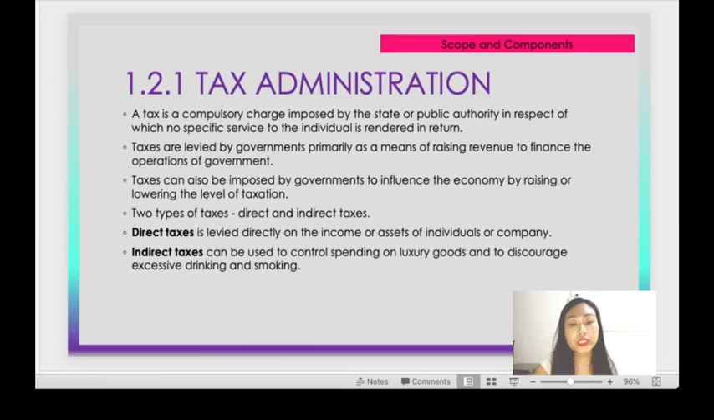So there are two types of taxes, yeah? The first one is direct taxes, and the second one is indirect taxes. Direct taxes are levied directly on the income or assets of individuals or companies. Meanwhile, indirect taxes can be used to control spending on luxury goods and to discourage excessive drinking and smoking.